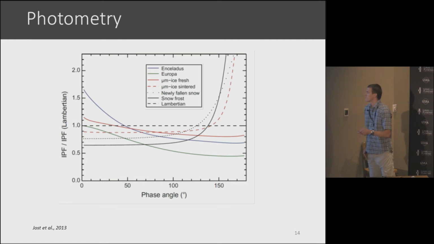This is just to compare our lab data to Enceladus and Europa. Enceladus is the most backscattering surface known. Europa is a bit less backscattering. Our tiniest ice particles are somewhere close to what Europa does in the fresh state, but when sintered it's highly forward scattering, more similar to snow frost or newly fallen snow on Earth.